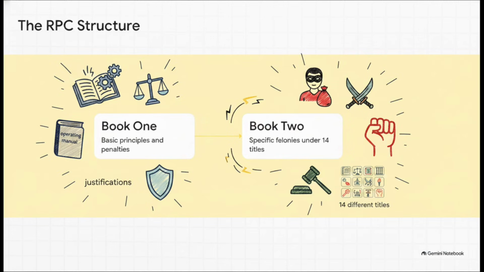Book 1 is like your universal operating manual. It covers all the big picture principles of criminal liability, justifications, and the general rules for penalties. Book 2 is the catalog. It specifically lists out the individual offenses, like murder, theft, treason, and groups them meticulously into 14 different titles.